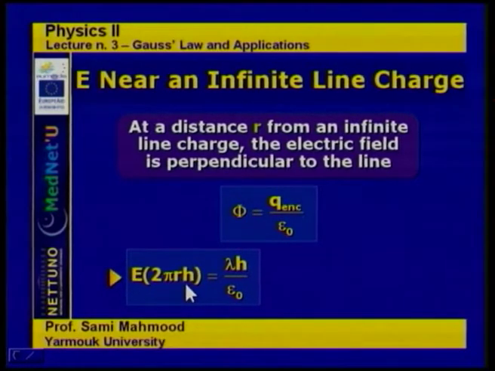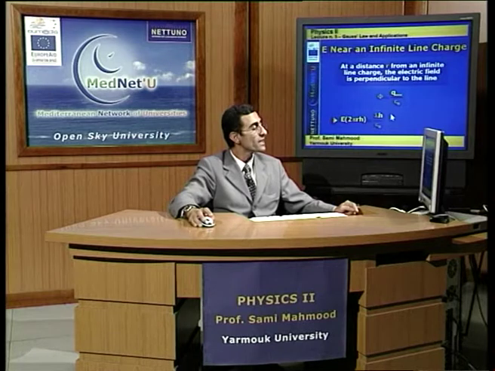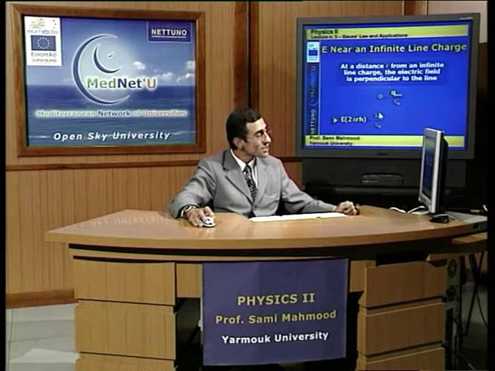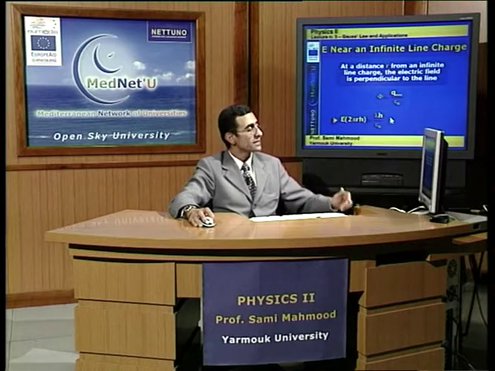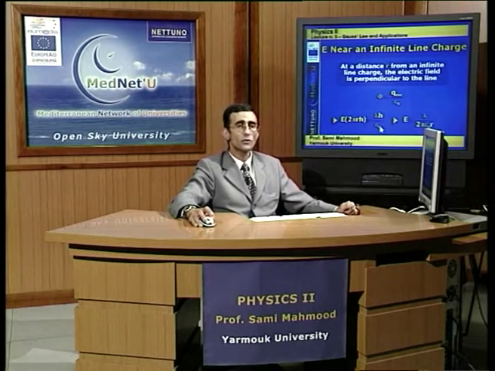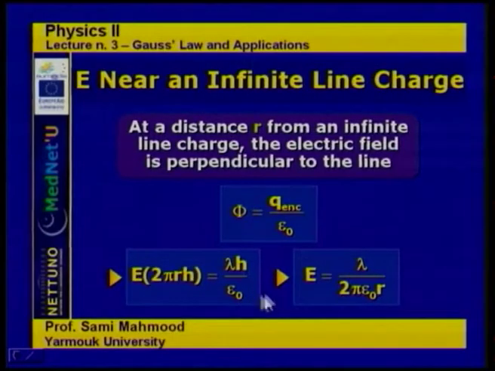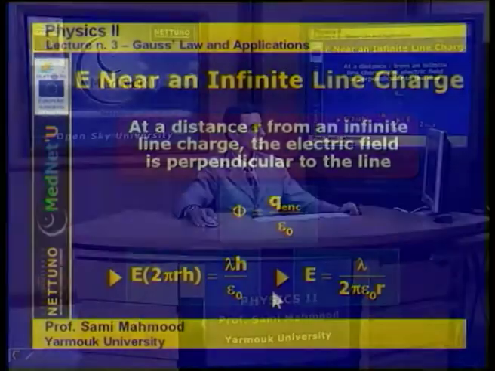That's the total flux, the flux through the lateral surface area, and that is equal to Q, which is simply lambda times h, the linear density times the length h, the height of the cylinder, divided by epsilon naught. That's the charge enclosed within the Gaussian surface. And this relation leads to the result, finally, that E is equal to lambda over 2 pi epsilon naught r. That is the electric field at a distance r from the line charge.